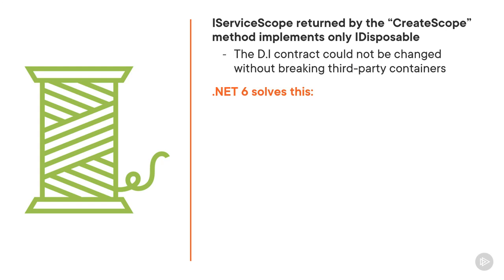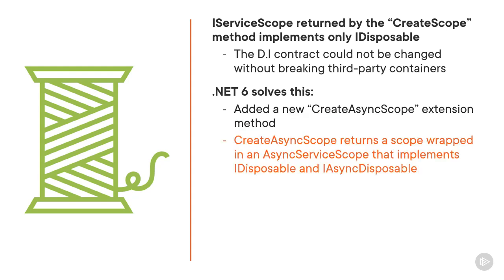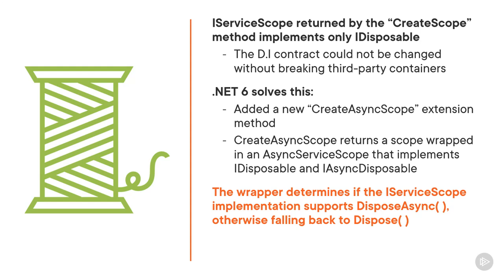In .NET 6, a PR was merged which solves this by adding a new extension method on IServiceProvider called CreateAsyncScope. This returns a scope, but wrapped inside an AsyncServiceScope, which is a new type and therefore can implement IAsyncDisposable. This wrapper can determine if the IServiceScope implementation it wraps supports IAsyncDisposable, and if so, call it appropriately. Otherwise, it falls back to calling the IDisposable method instead.